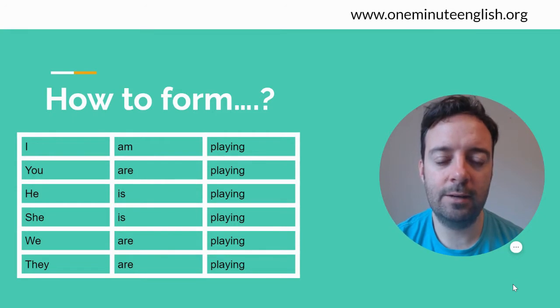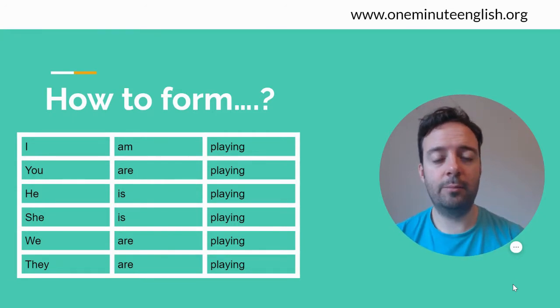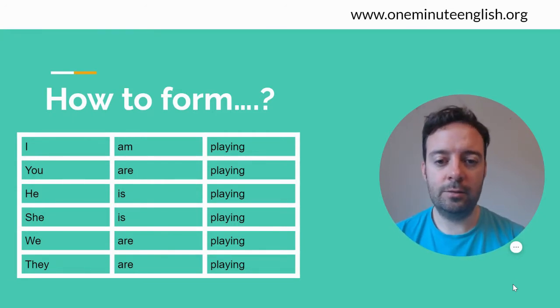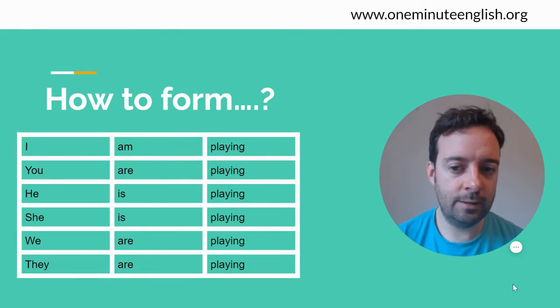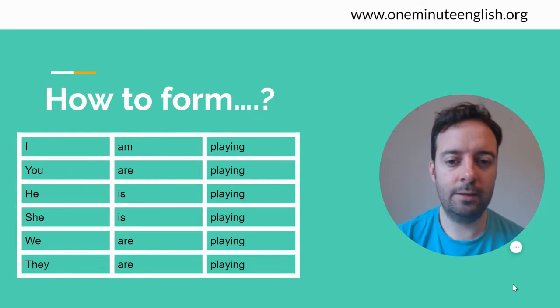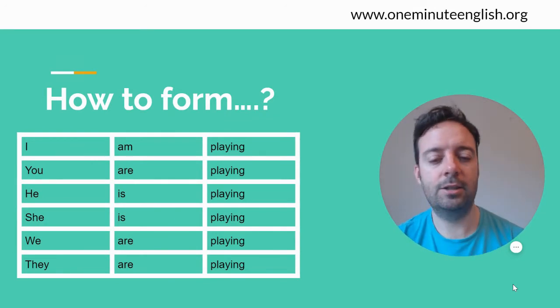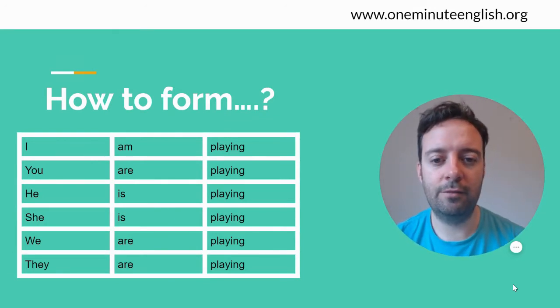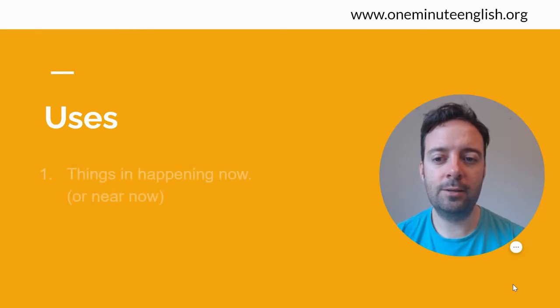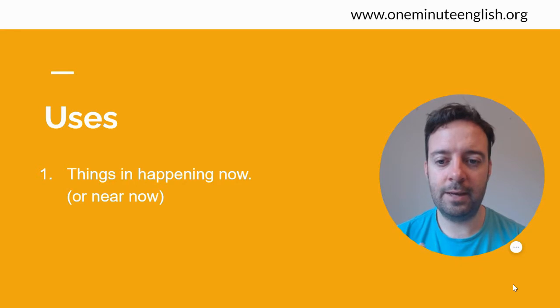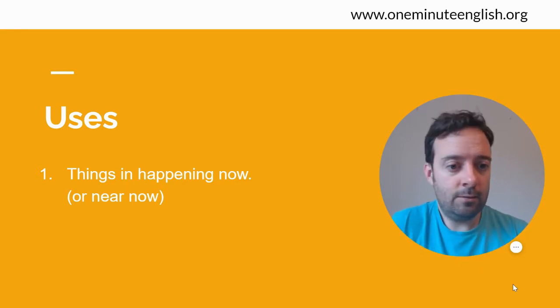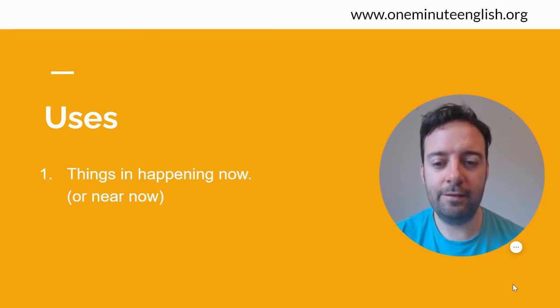So if you take another verb like do, then you just add ing. I am doing, you are doing, so you just add ing to the main form of the verb. So when do you use the present continuous? So things happening now or near now. So right now I am recording a video.